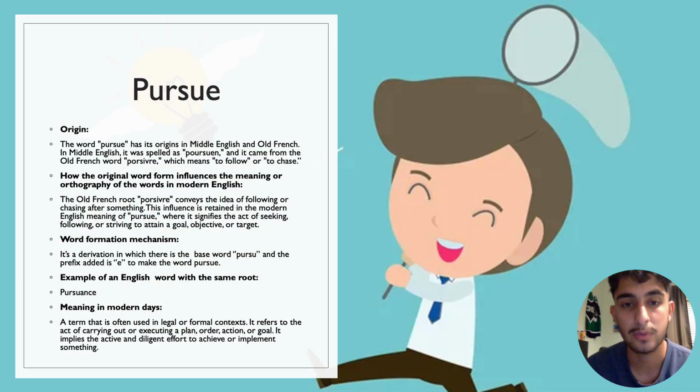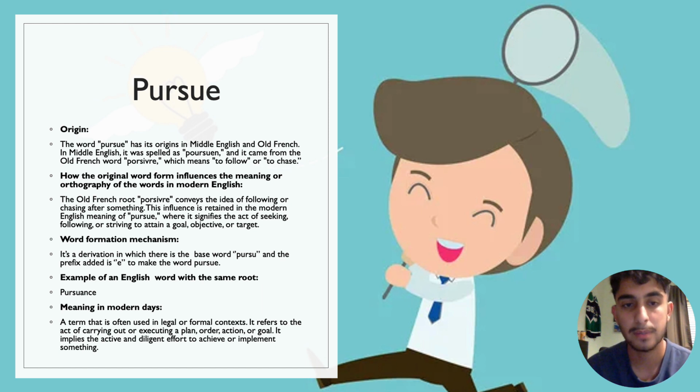Pursue. The word pursue has its origins in Middle English and Old French. In Middle English it was called pursuin, and it came from the Old French word poursuivre, which means to follow or to chase. The Old French root conveys the idea of following or chasing after something, and it's the same thing for pursue now: you're chasing after something.